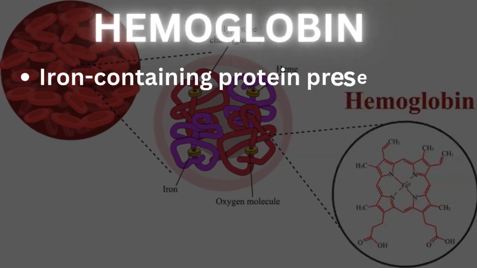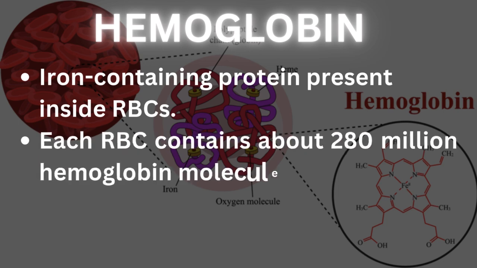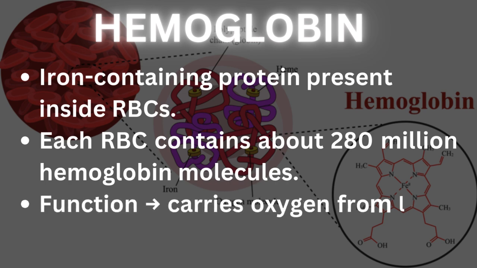Hemoglobin is an iron-containing protein present inside RBCs. Each RBC contains about 80 million hemoglobin molecules. It carries oxygen from lungs to tissues.